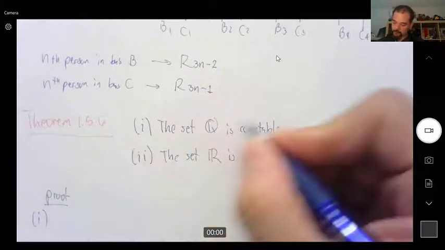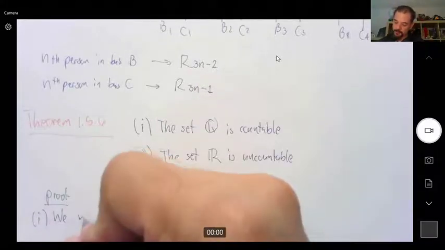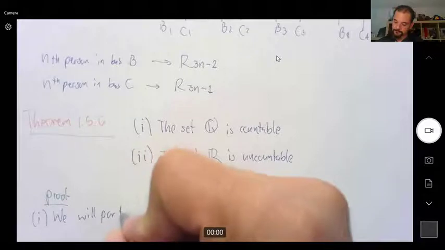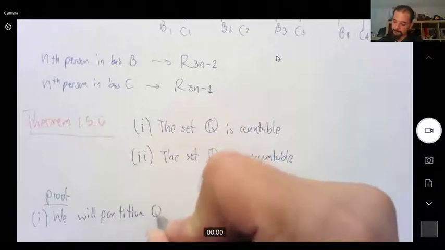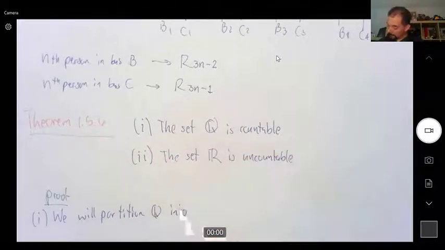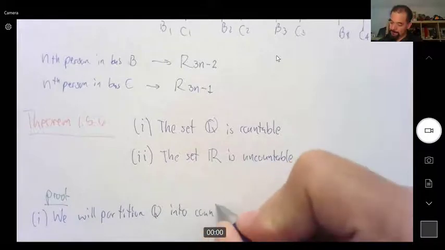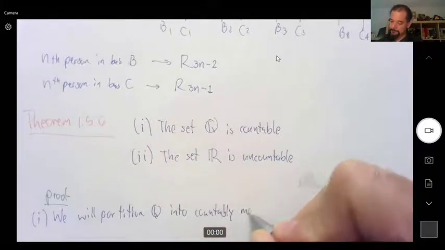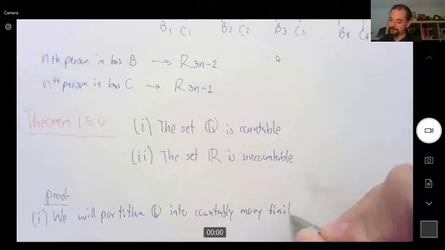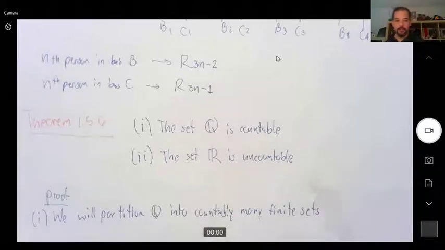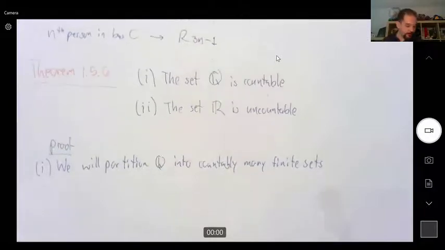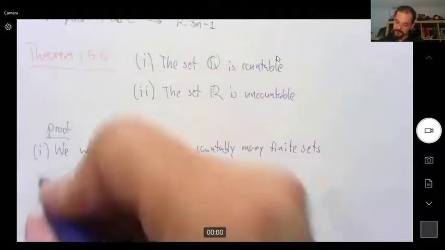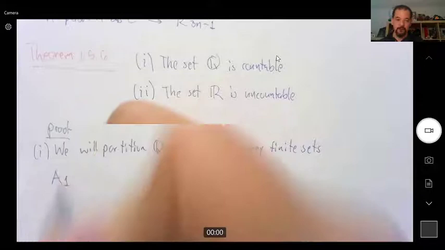We're going to partition Q into countably many finite sets. And then I'll tell you how this helps to create the bijection. All right. So here are the finite sets. They're going to be called A's.